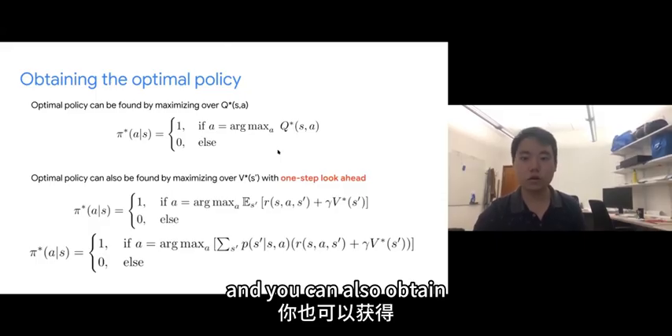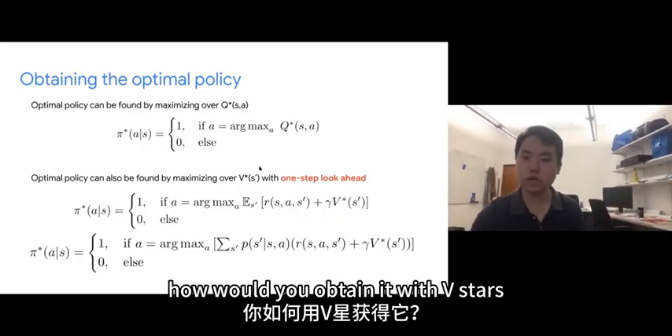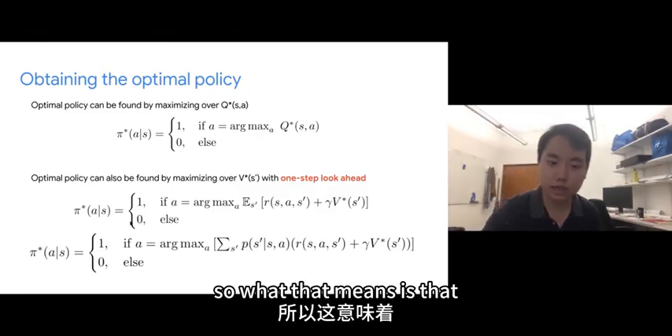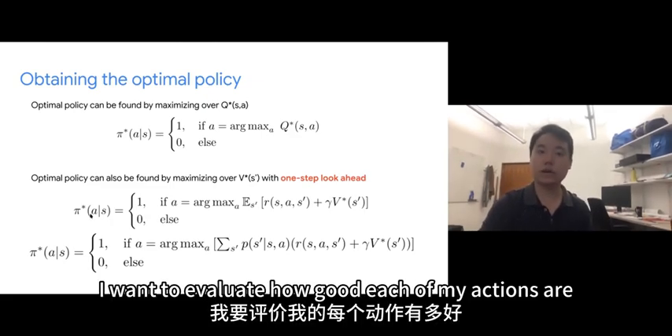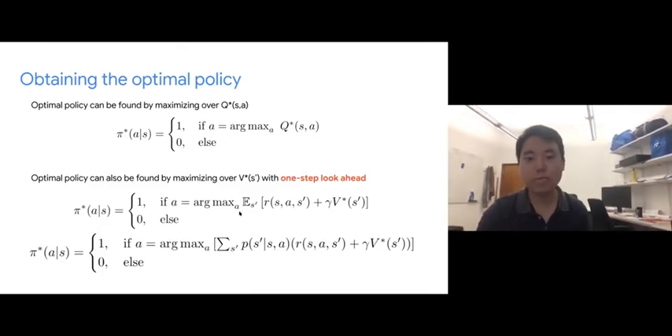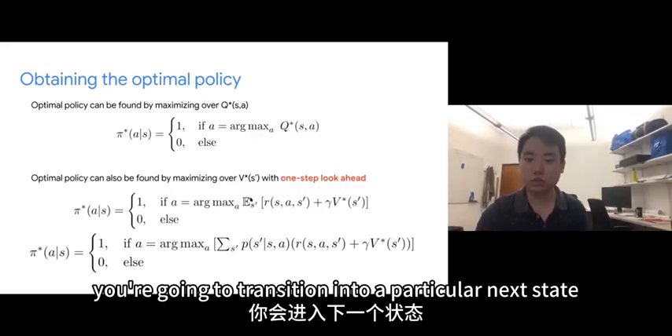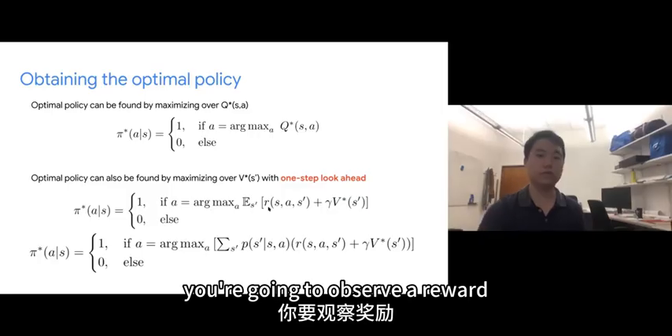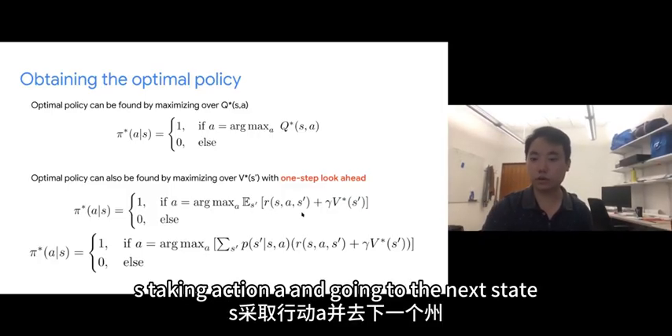You can also obtain the optimal policy with your V stars. How would you obtain it with V stars? You actually have to do a one-step look ahead. Let's say you're in a particular state S, and as a policy, I want to evaluate how good each of my actions is. For each action, I'm going to take it, and by taking this action, you transition into a particular next state. For each of the next states that you transition to, you observe a reward, the reward from state S, taking action A and going to the next state.